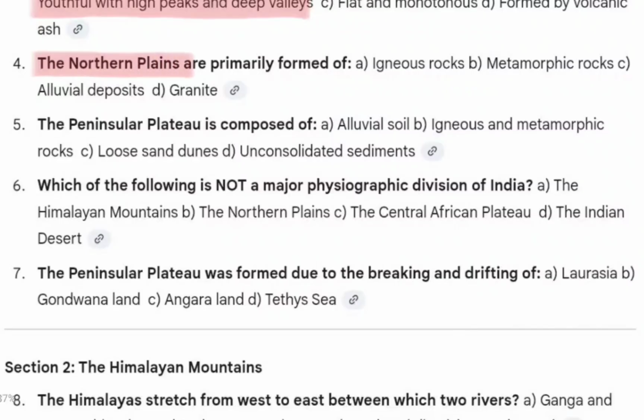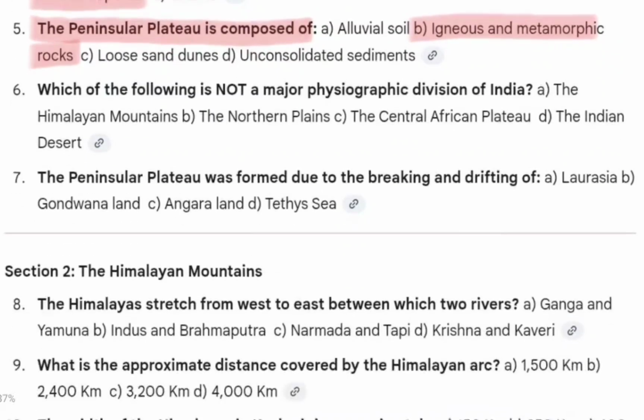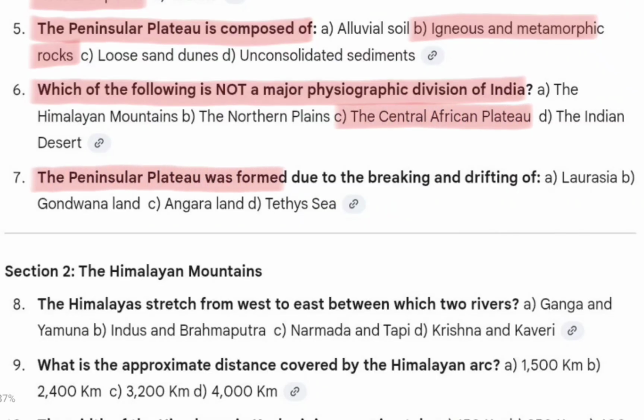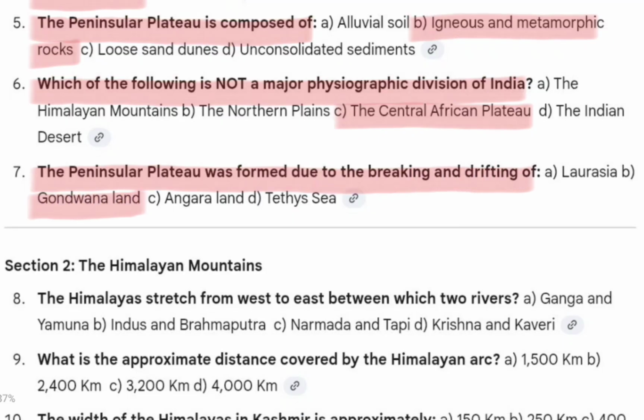The northern plains are primarily formed of what? Alluvial deposits. The Peninsular Plateau is composed of igneous and metamorphic rocks. Which of the following is not a major physiographic division of India? The Central African Plateau. Next question is, the Peninsular Plateau was formed due to the breaking and drifting of Gondwana land.